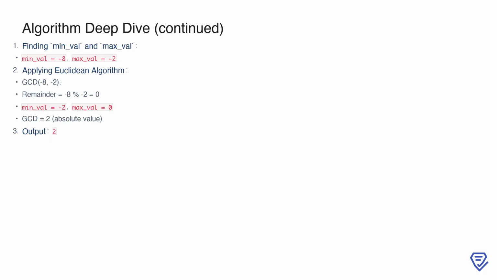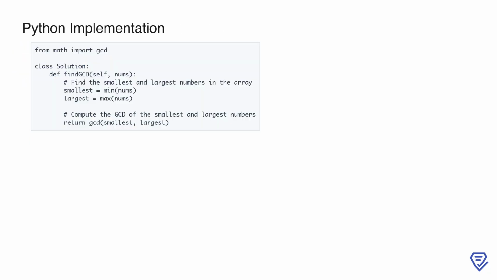Since max_val is 0, the GCD is the absolute value of min_val, which is 2. The algorithm correctly handles negative numbers, returning a positive GCD as expected. The output in this case is 2. This Python implementation solves LeetCode problem 1979, find greatest common divisor of array.